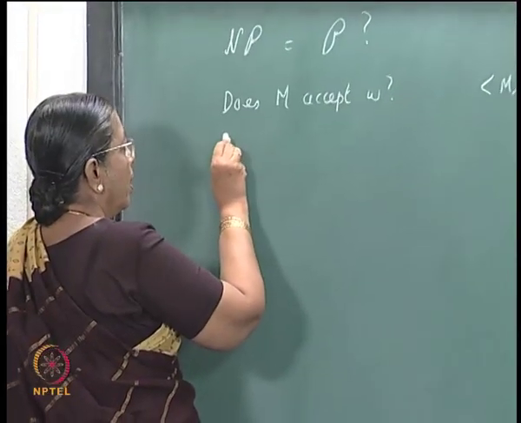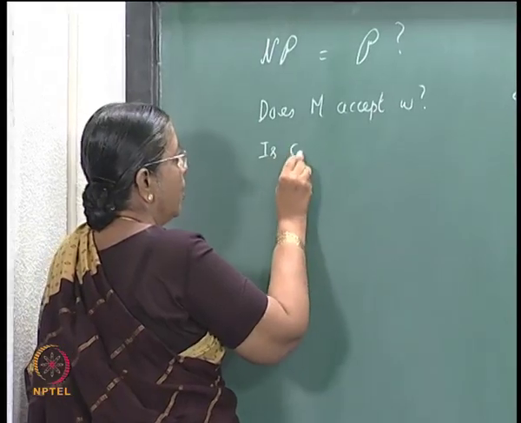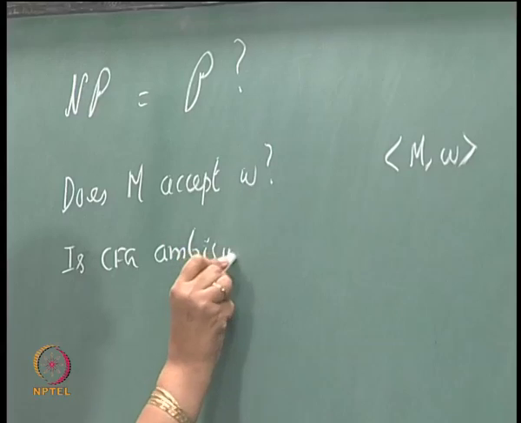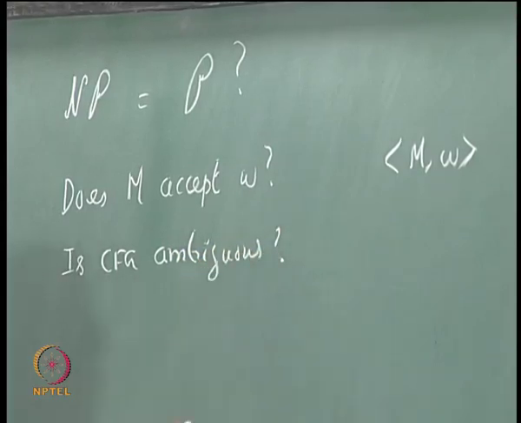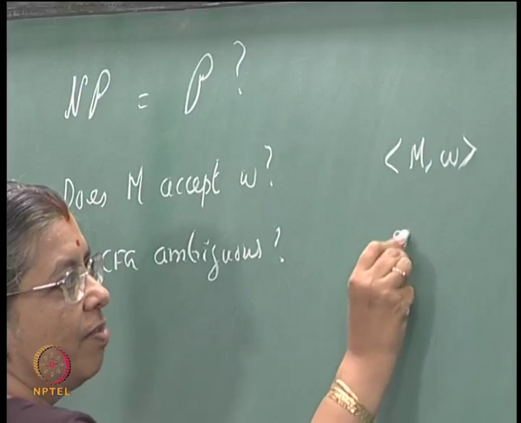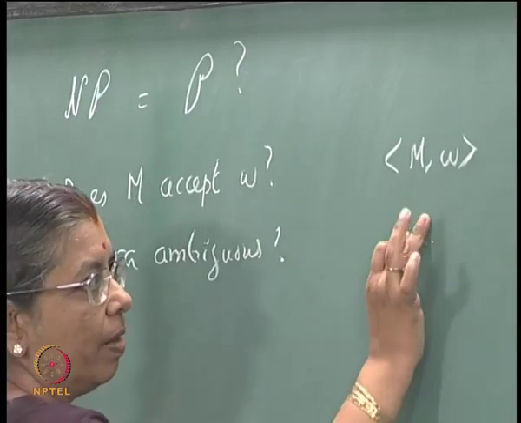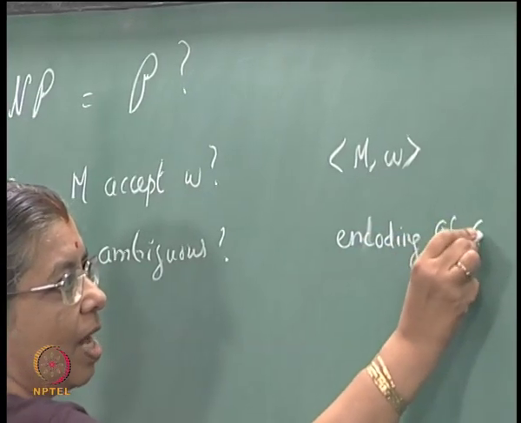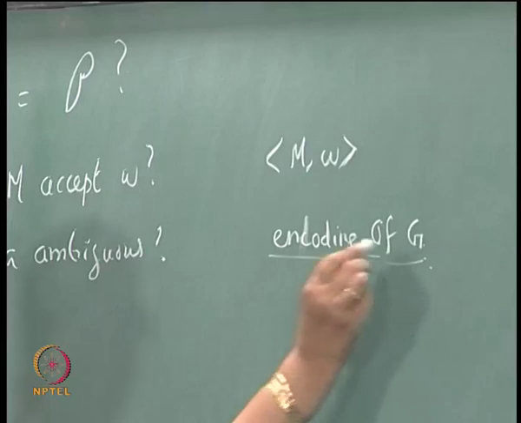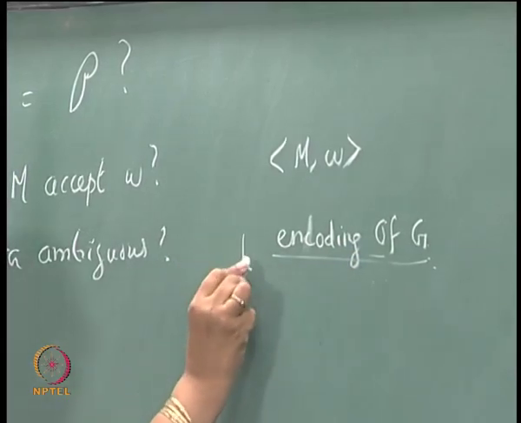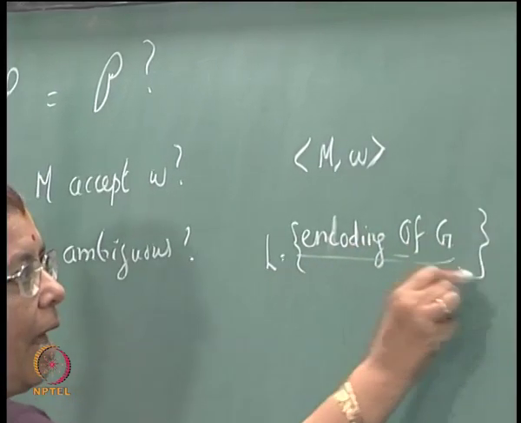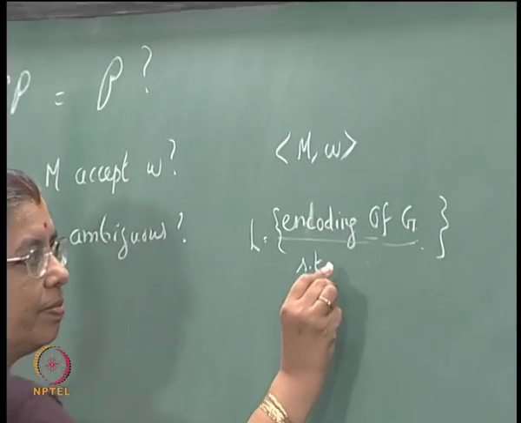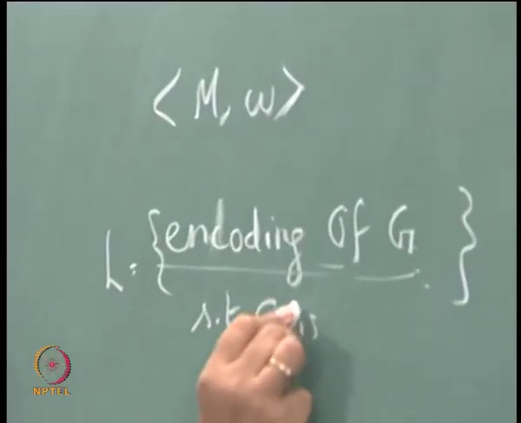So, is a CFG ambiguous? Given a CFG, the language will be the encoding of G, which are ambiguous. The language corresponding to that will be L. It will accept all grammars which are ambiguous, that is, G is ambiguous.